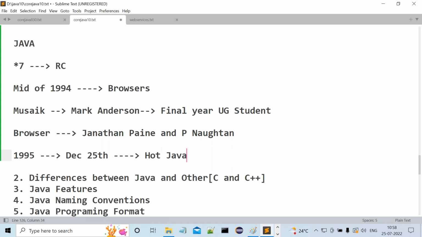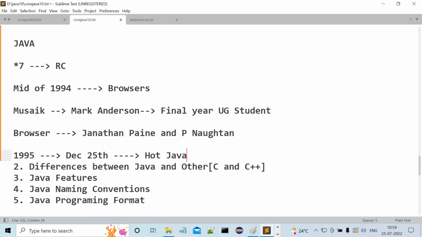On the base of Java only, this HotJava browser was prepared. In Java also, especially which feature did they use to prepare this HotJava browser? That new feature is what? Applets. Nowadays it is totally outdated content, but by that time applets was a new feature inside the Java programming language, and by using applets only, they prepared this new browser. By that time people were talking about the Java programming language. Applets is an outdated topic inside core Java, so don't worry about that.